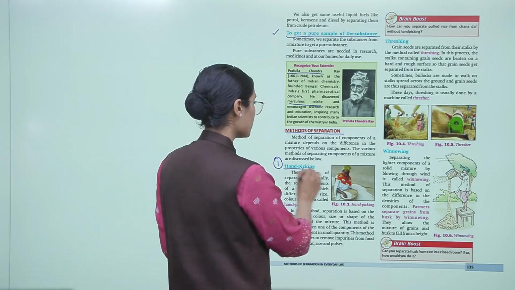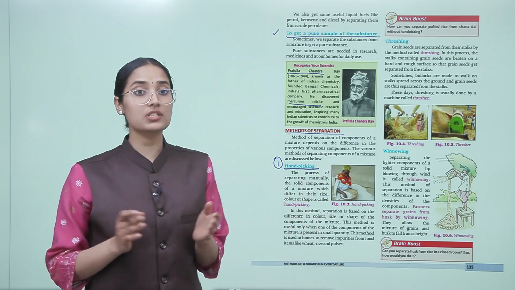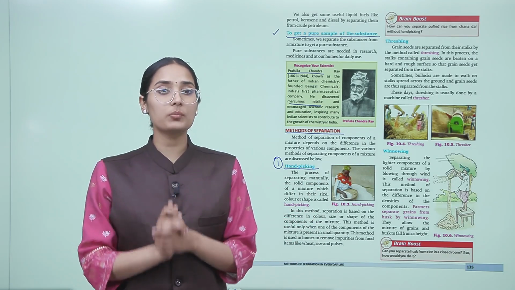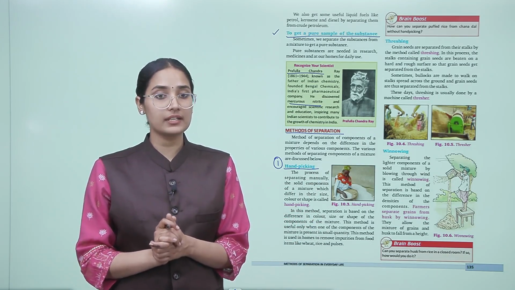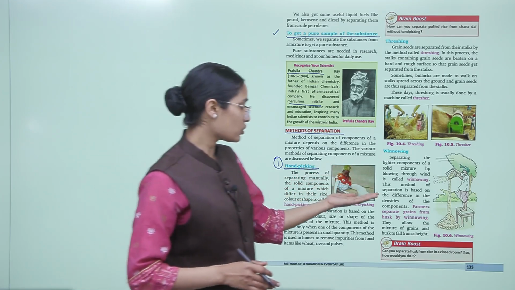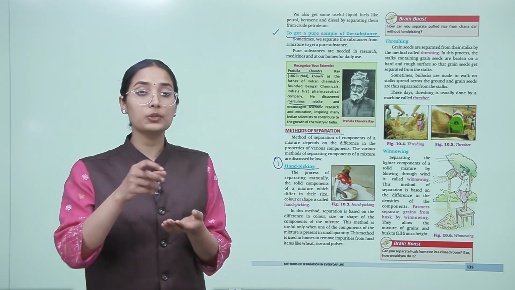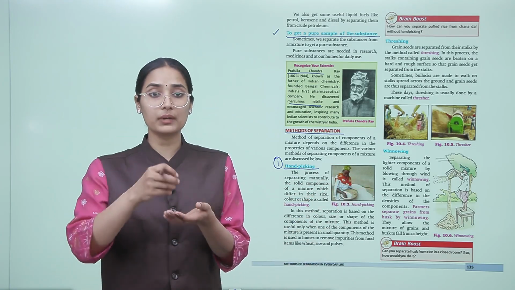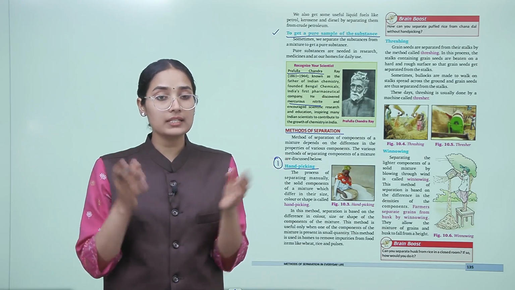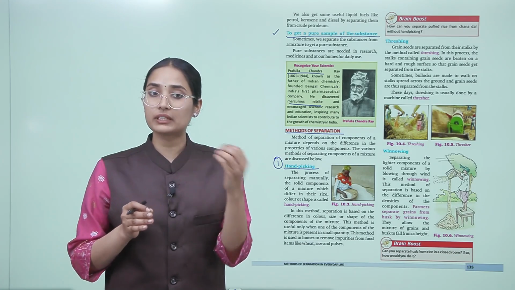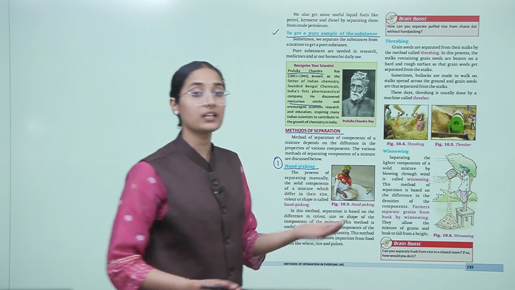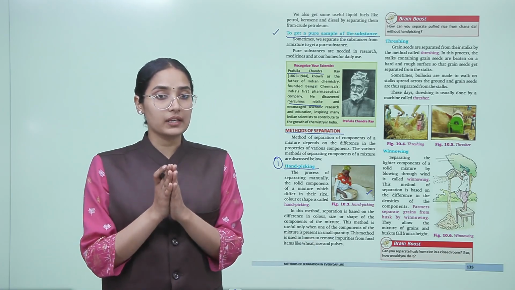This is the very simple process of separating manually, right? We use hands. The solid components of a mixture which differ in their size, color or shape are separated by hand picking. As you can see in the picture, that lady is using her hand to pick out some components that are of different size, color or shape from the grains, right? So this is called hand picking.